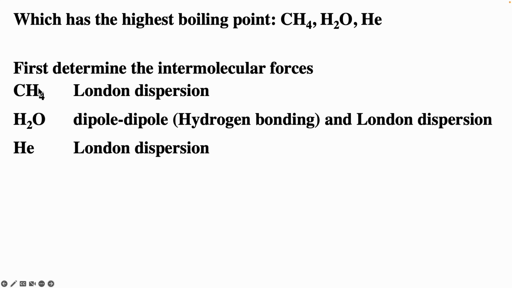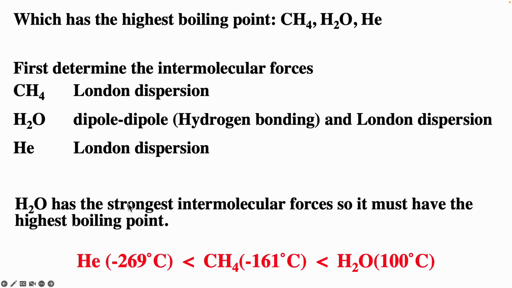Now between methane and helium, the more massive one is easier to polarize, with stronger London dispersion. Methane is more massive than helium, and so helium should have the lowest boiling point, and water should have the highest boiling point.